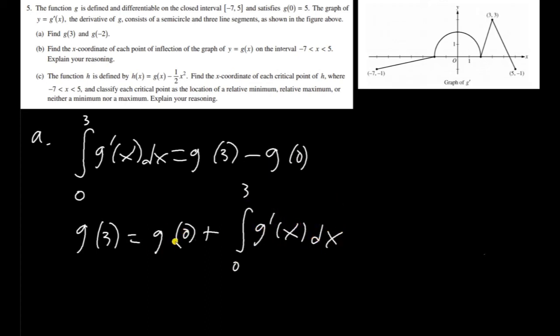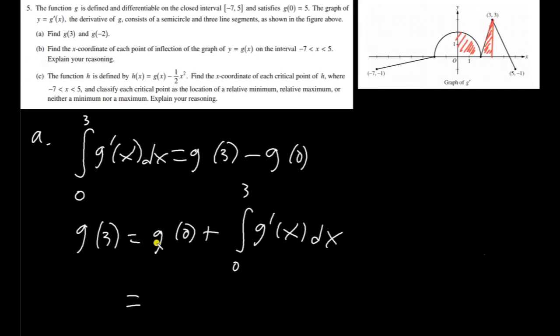we can replace this g of 0 with 5, and all we have to do is figure out what this integral is. And well, we have the graph of g prime, and the integral is just the area under the graph. So all they're really asking here, when they're asking for the integral from 0 to 3, is the area under this graph from 0 to 3. So 0 to 3, I'll shade that area in. That's this, plus this little triangle. Okay, so it's these two little sections. So we know this, and we know this, so that allows us to figure out g of 3, okay?